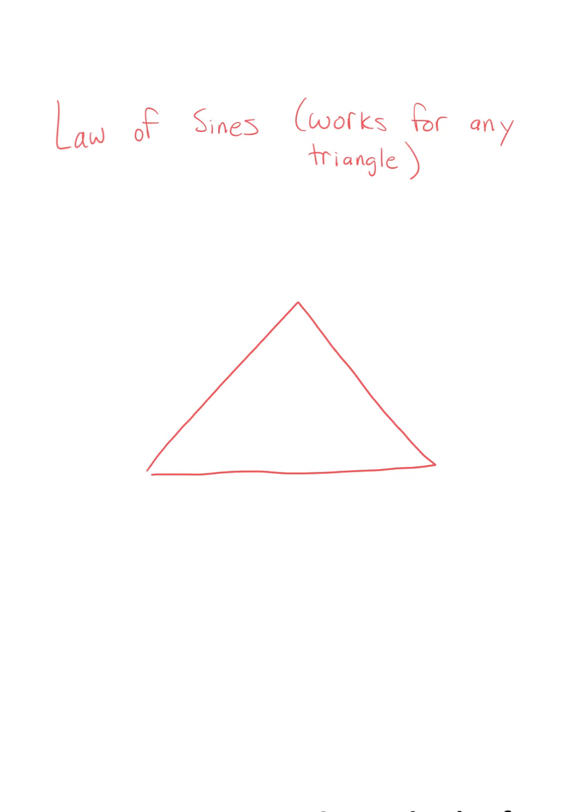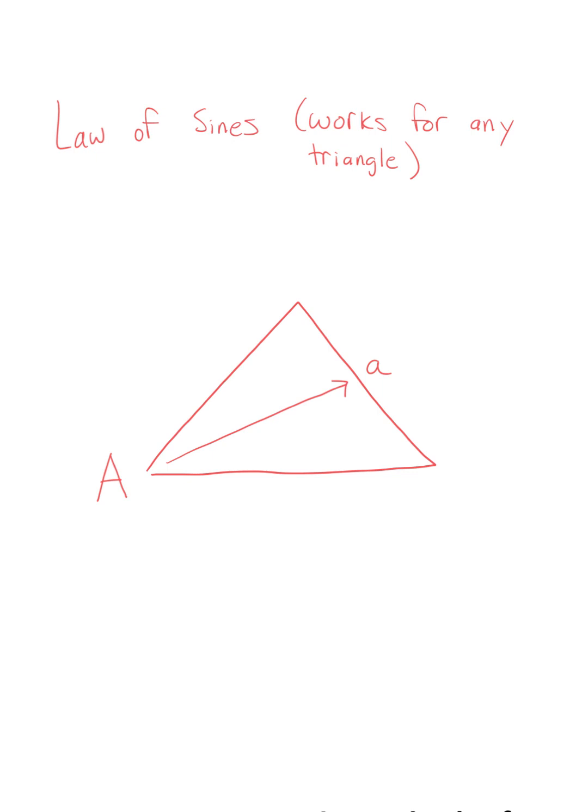Okay, let's talk about the law of sines. The law of sines works on any triangle, and we can use it to find side lengths and angles. The first thing you have to be able to do is pick out angles and their opposite sides. So if this is angle A right here, across from angle A is side A.